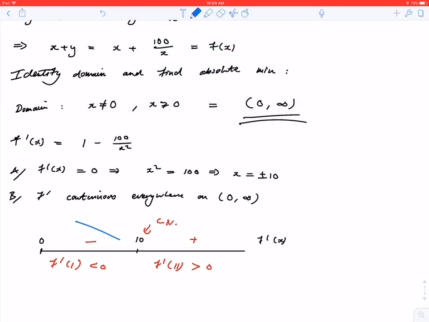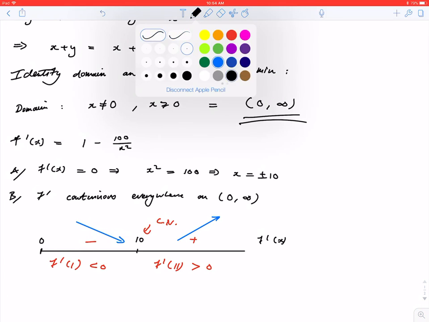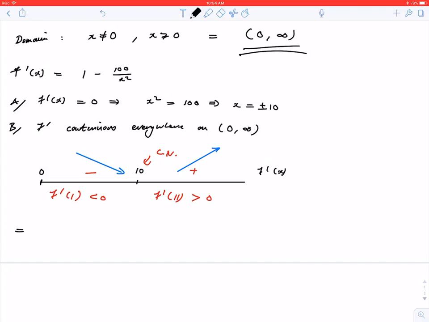So what have I got? I've got it decreasing down to here, and then increasing forever. It's a critical number, so it's a relative minimum, but we know by the critical point theorem, this is an absolute minimum. So this tells you f of 10, which is equal to what? It's equal to 10 plus 100 over 10, which is 20, is an absolute minimum on the interval 0 to infinity.